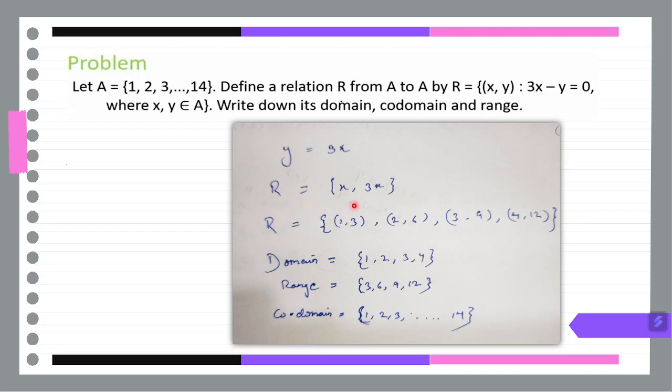So if x is equal to 1, y is equal to 3. If x is equal to 2, y is equal to 6, and so on. But if x is equal to 5, y is equal to 15, which is excluded from the set. So the fifth one will not be possible. So here the domain is equal to 1, 2, 3, and 4. These are the domain, the input values, and the range will be 3, 6, 9, and 12, the output values. And the codomain will be all possible outputs that y can get, so it is 1, 2, 3, 4, up to 14.